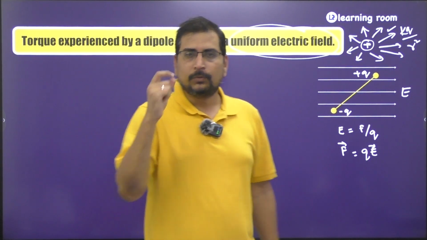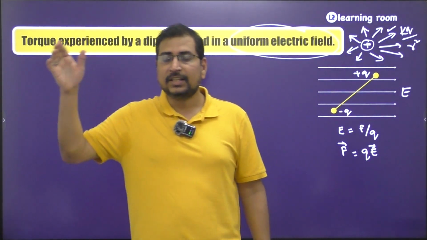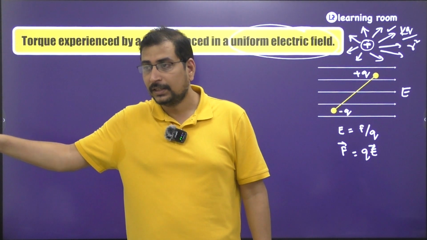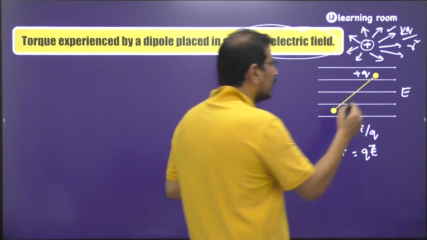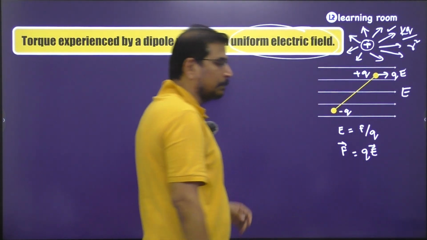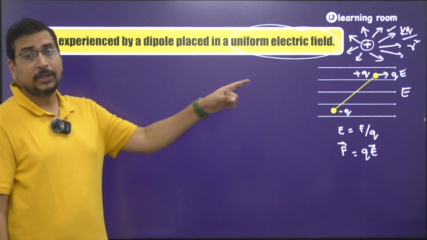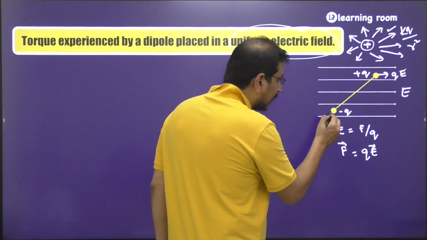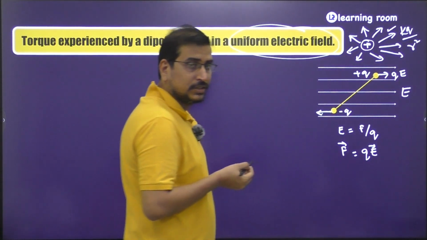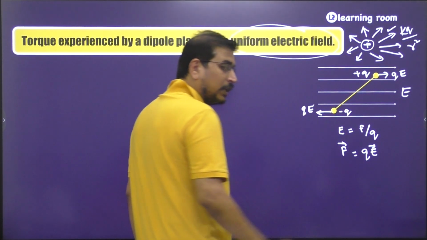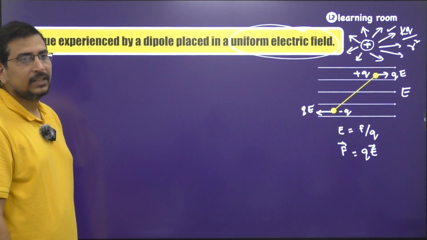Going forward, wherever you place a positive charge in the presence of an electric field, the force will be experienced in the direction of the electric field itself. Meaning, this charge will experience a force in this direction of magnitude Q into E. I wrote magnitude because an arrow mark is drawn. Similarly, the negative charge would experience a force in this direction, where it is going to be Q into E. Am I clear with this?